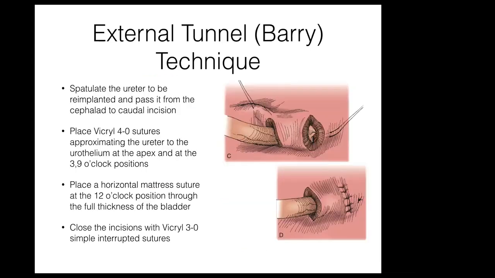And then you perform spatulation of the ureter, and you pass it from the cephalad to the caudal incision. You then place Vicryl 4-0 sutures approximating the ureter to the urothelium at the apex and at the 3 o'clock and 9 o'clock positions. You then place a horizontal mattress suture at the 12 o'clock position through the full thickness of the bladder. And you close your incisions with Vicryl 3-0 simple interrupted sutures.